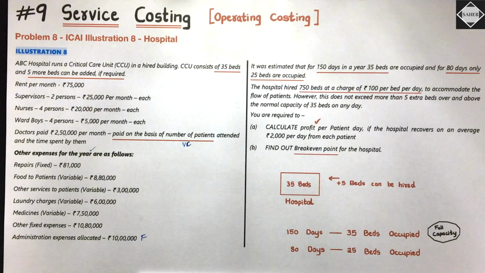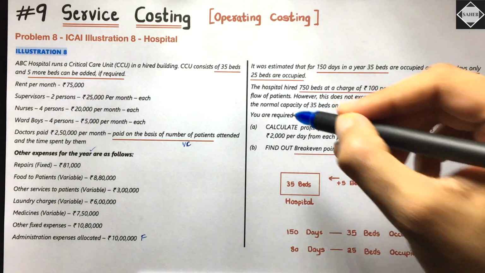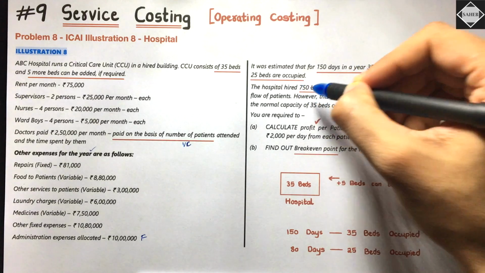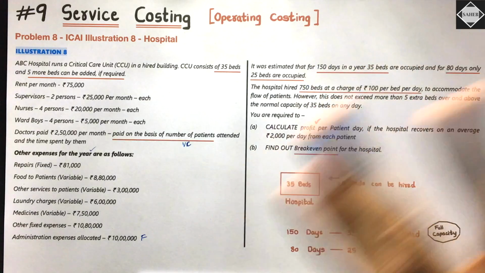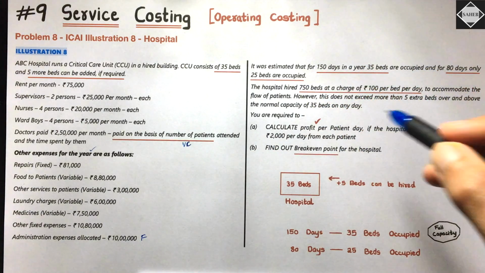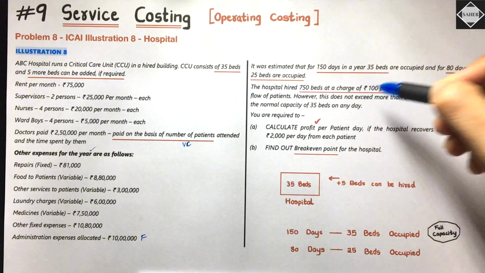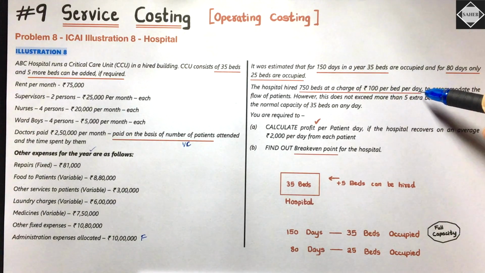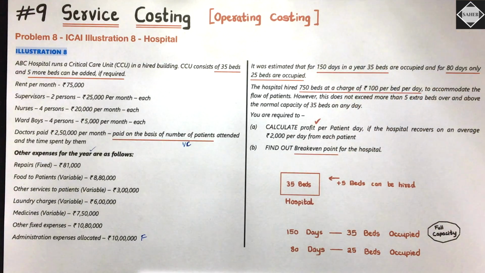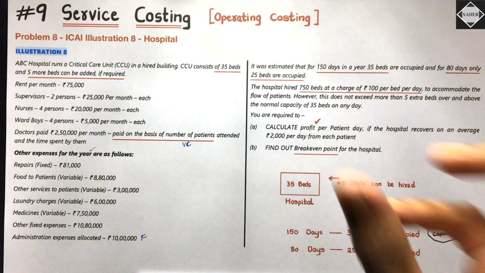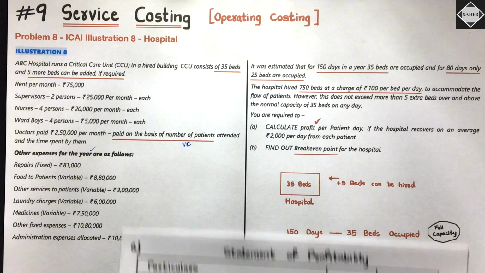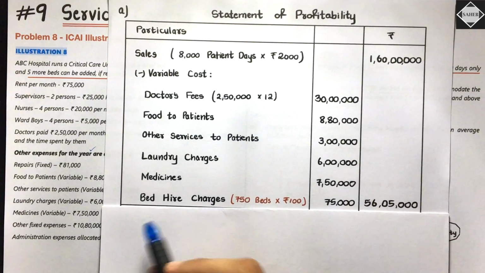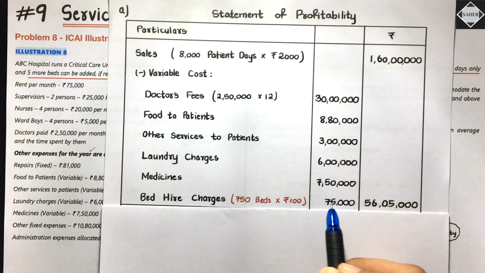But one variable cost is hidden over here. You will not be able to find it. It's not listed over here. The question has said the hospital hired 750 beds. Is that fixed cost? That is not fixed cost. That is variable. It just happened because of the activity, right? 750 beds at a charge of 100 rupees per bed per day. So what you have to do, 750 into 100. Is that clear? That's variable cost. You hired those beds from outside, so there is a cost for that. You have to take it over here. Bed hire charges, 750 into 100. That's 75,000. Is it clear?